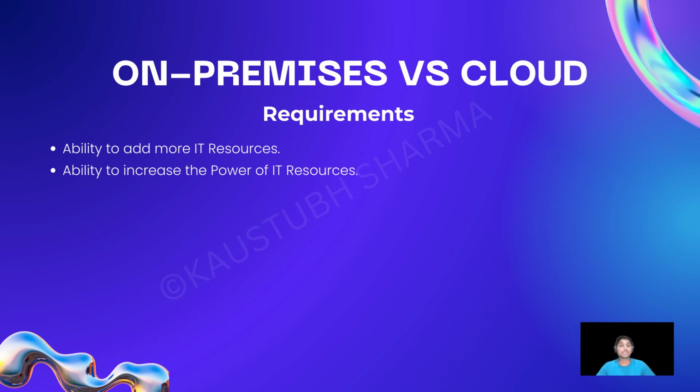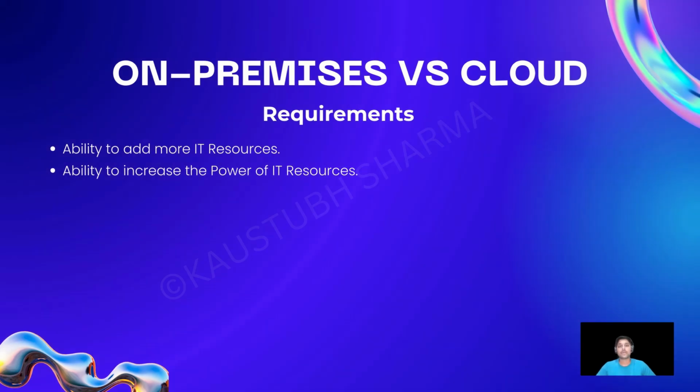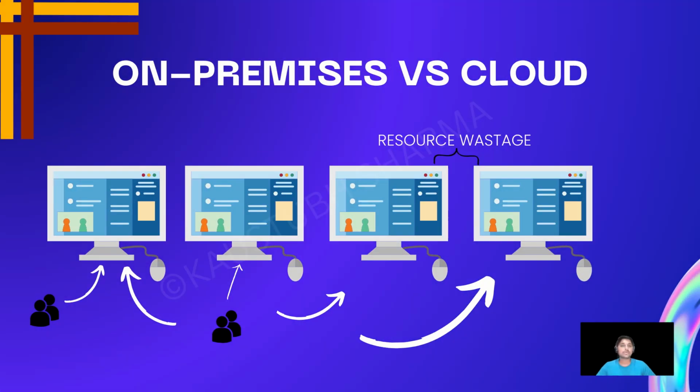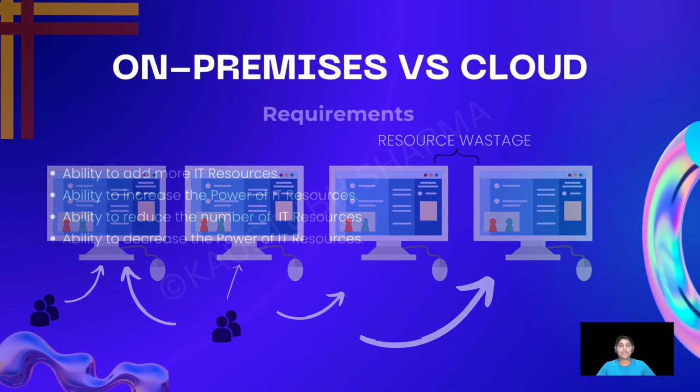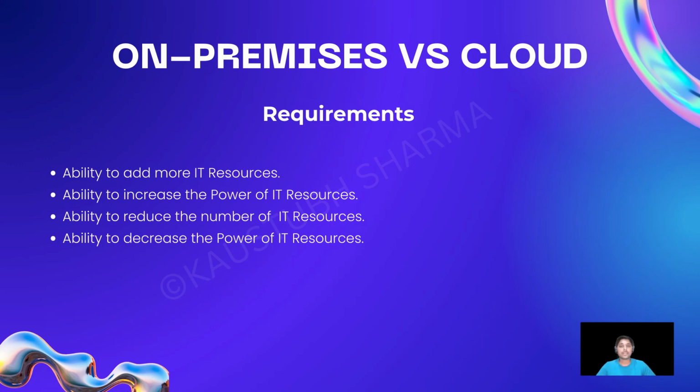The problem is not only that you have to purchase them, but the main problem arises when the festivals are gone and now your new machines or resources are sitting idle and going completely to waste. They are of no use to you now. So you need the ability to decrease the quantity as well as the power of IT resources. I hope you are getting an idea about how you have to foresee various situations and find a solution as a solution architect.